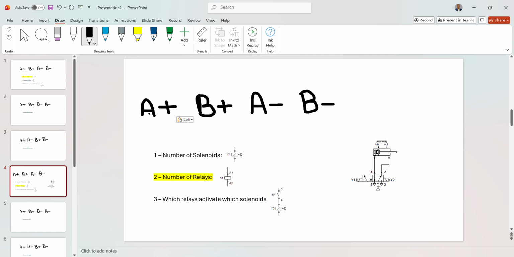What do I mean by that? For example, here we have extension of A, which is A plus, and we have a retraction of A, which is A minus. If A plus and A minus follow each other, we cannot have one relay activating both of them. So we will need 2 relays. For example, here, we will need firstly an initial relay, 1 relay here. We move to the next one.